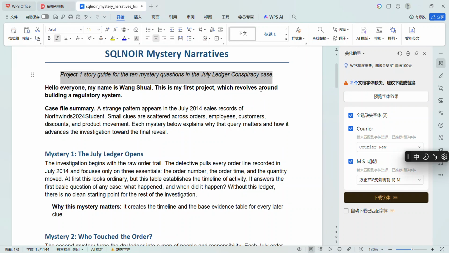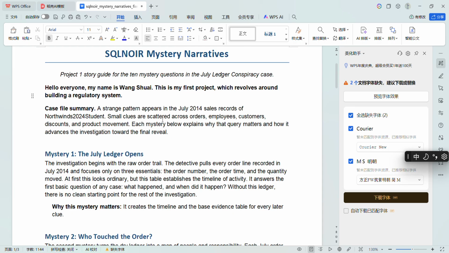Project, which revolves around building a regulatory system. Okay, my project story guide for the time mystery questions in the jury later conspiracy cases. Okay, case file summary. A strange pattern appears in the July 2014 search records within the 2024 student databases.